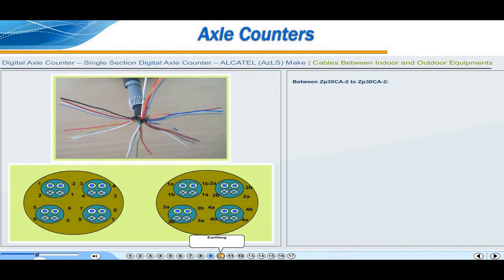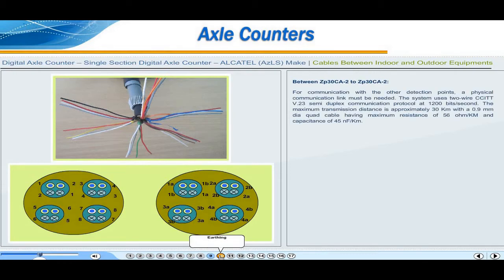Between EZP30CA2 to EZP30CA2. For communication with the other detection points, a physical communication link is needed. The system uses 2-wire CCITT V23 semi-duplex communication protocol at 1200 bits per second. The maximum transmission distance is approximately 30 kilometers with a 0.9 mm diameter quad cable having maximum resistance of 56 ohms per kilometer and capacitance of 45 nanofarad per kilometer. For better reliability, the right pair of star quad cable should be used with proper terminations.